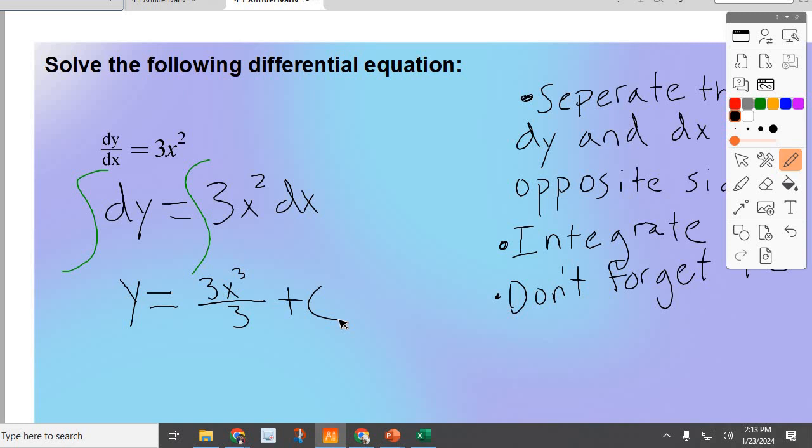Now, let's simplify that a little bit. 3 divided by 3 gives us what? 1. So we just end up with x cubed plus c. So that's what we call the general solution. It's not particular because I still have that plus c there. Questions on that?